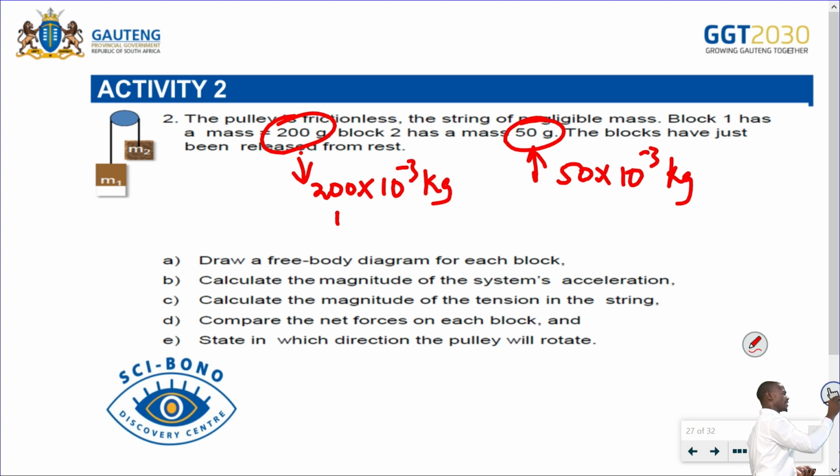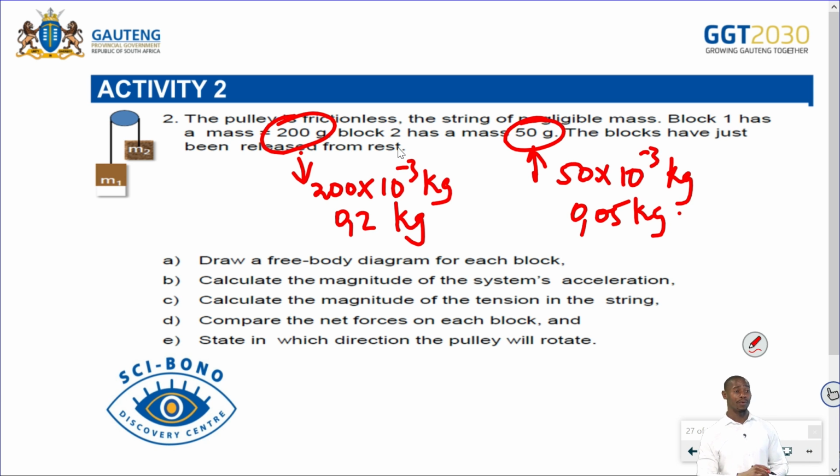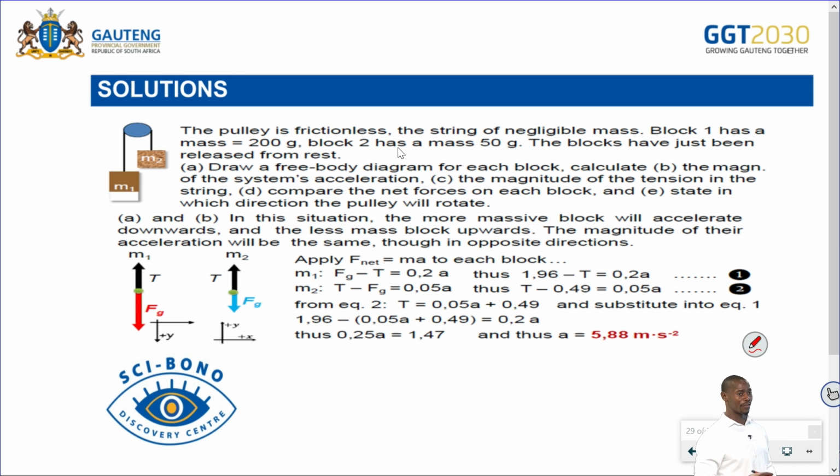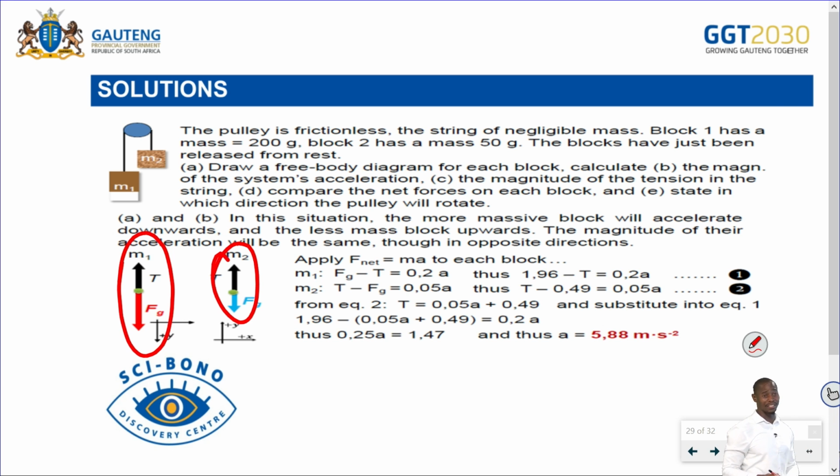Which is, you can say this is 0.2 kilograms. And then this one will be 0.05 what? Kilograms. So these are the things that you need to be careful about. So you draw a free body diagram for both objects. You can see these are the free body diagrams for M1, and then also for M2.